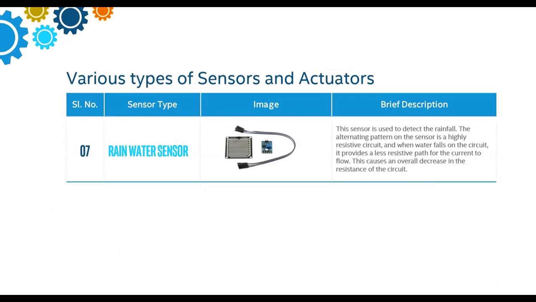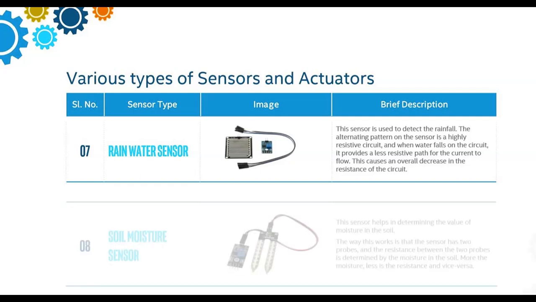Next we have a rainwater sensor. This sensor is used to detect rainfall. The alternating pattern on the sensor is, we can say, a highly resistive circuit, and when water falls on the circuit it provides a less resistant path for the current to flow. This causes an overall decrease in the resistance of the circuit. So this is one of the examples of sensors we can use.